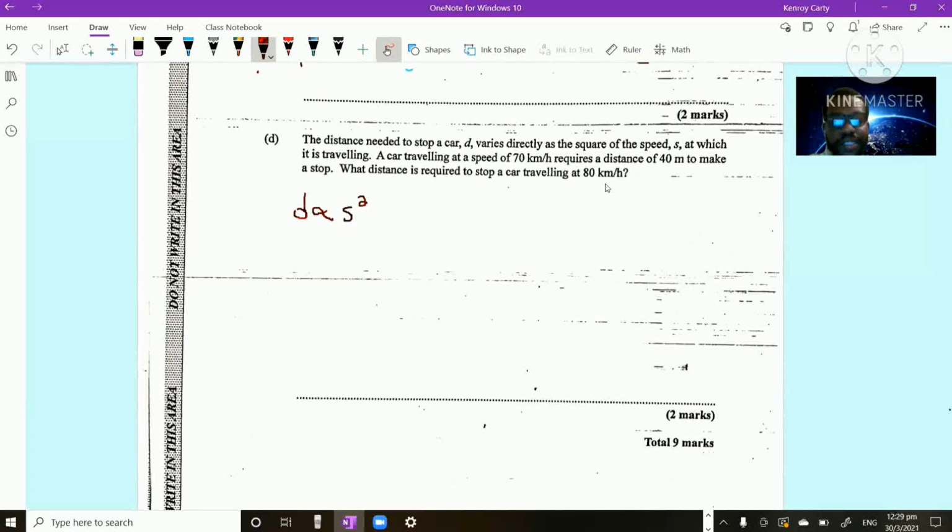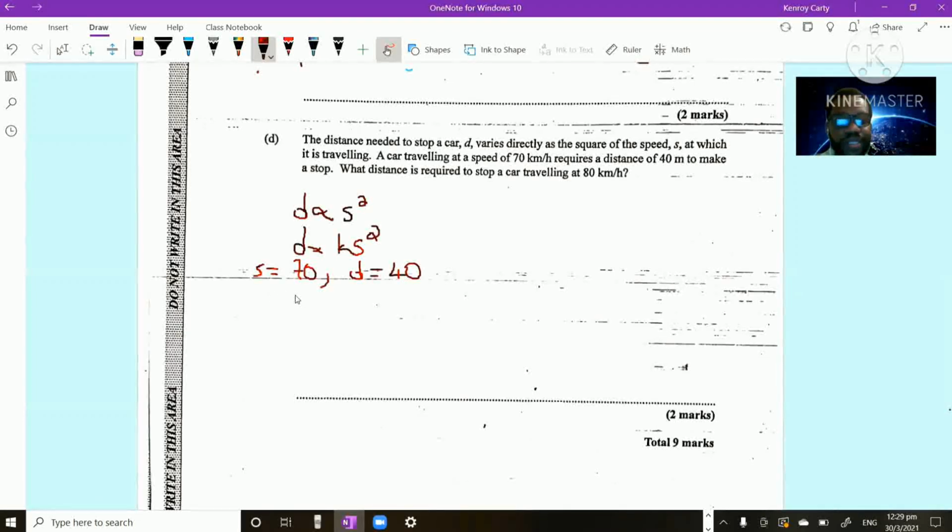All right, let's get right into it. If D varies as S squared, it means that D must be equal to some constant K times S squared. That's how direct variation works. Now, my job is to find K because K will never change, it's a constant. So we're going to use two known values. We are told that when the speed S is equal to 70, I'm not going to put on the unit, it's 70 kilometers per hour, the distance D required is equal to 40 meters.